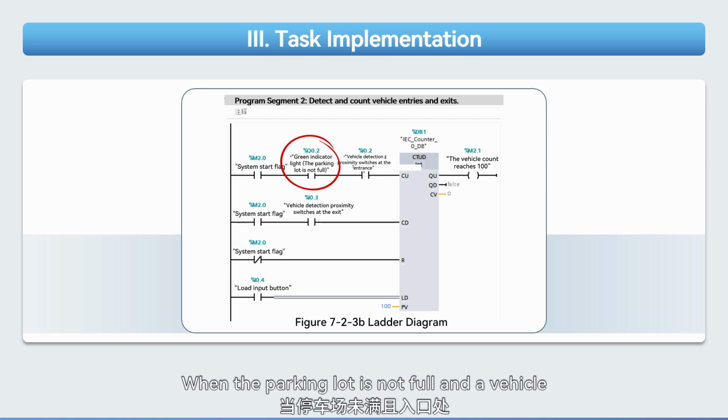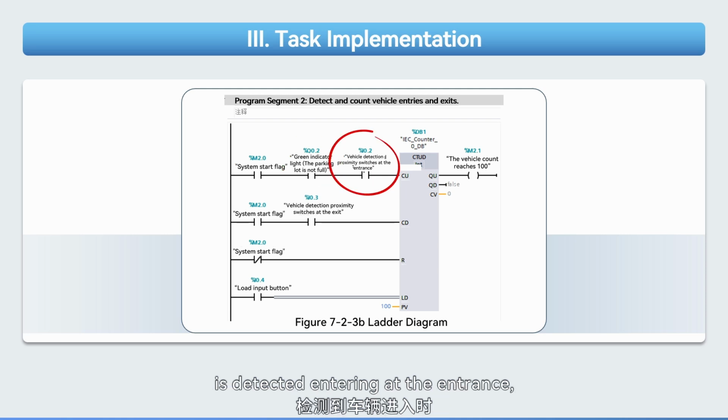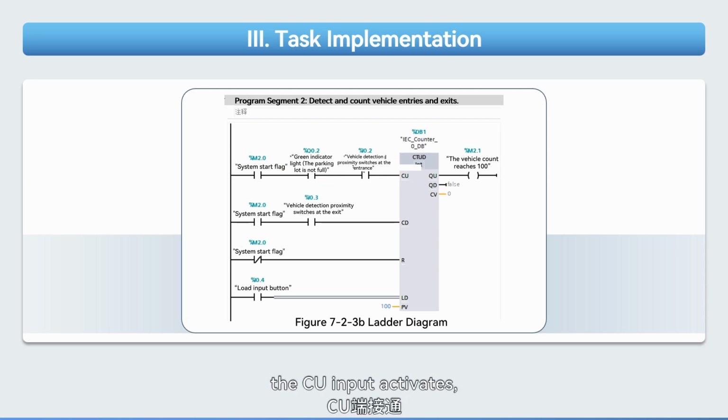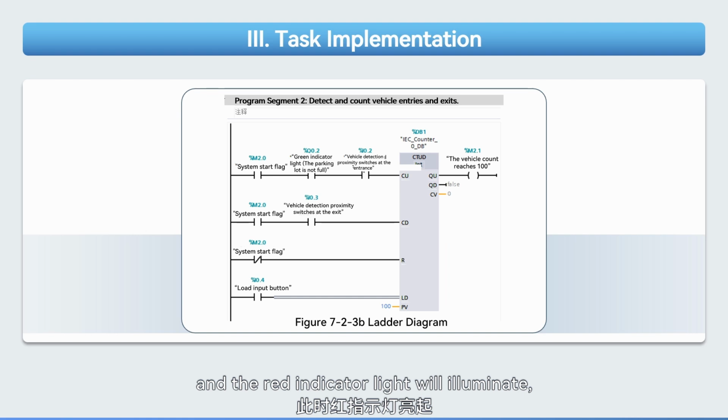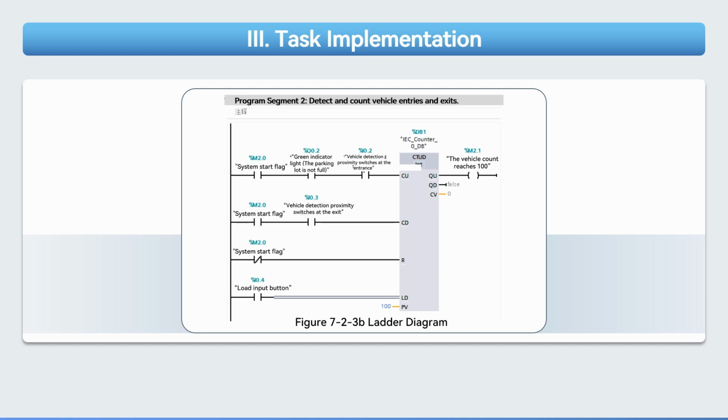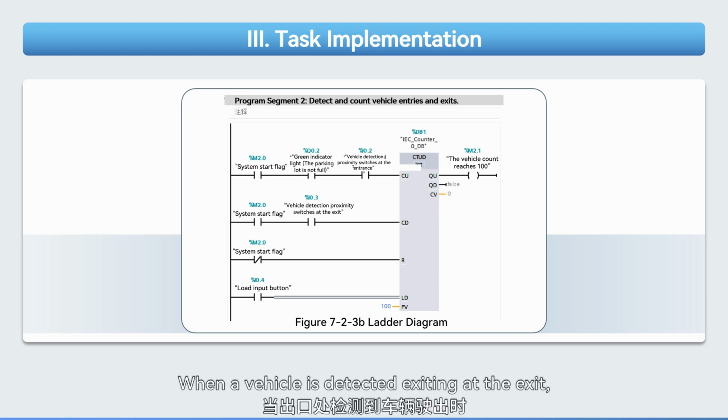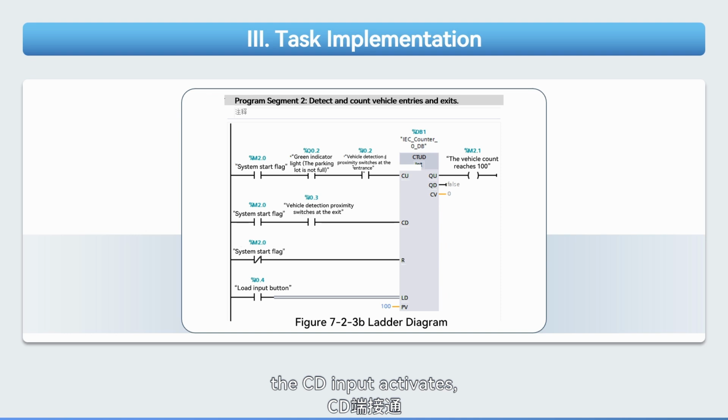Program Segment 2 uses a count up and down counter to detect and count vehicle entries and exits. When the parking lot is not full and a vehicle is detected entering at the entrance, the CU input activates, incrementing the counter by 1. Once the vehicle count reaches 100, the counter's QU output will be 1, indicating that the parking lot is full, and the red indicator light will illuminate, preventing the entrance barrier from raising, even if vehicles are detected. When a vehicle is detected exiting at the exit, the CD input activates, decrementing the counter by 1.